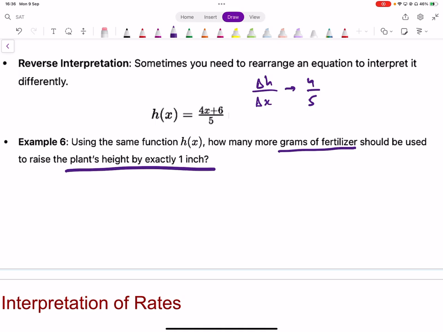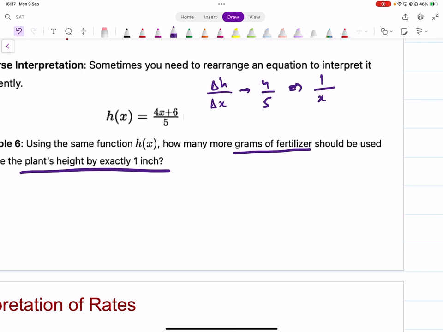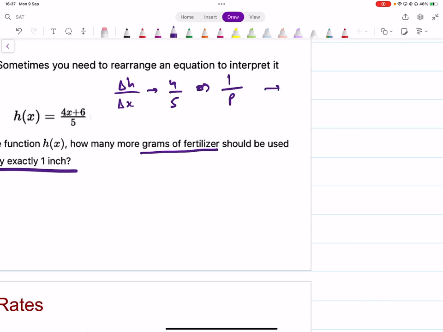Now, if height changes by 1 unit, how much does x change? You can use ratio here as well. Let me call this p. Can we use the ratio method? This gives you 4p equal to 5, p equals 1.25. Does that make sense?